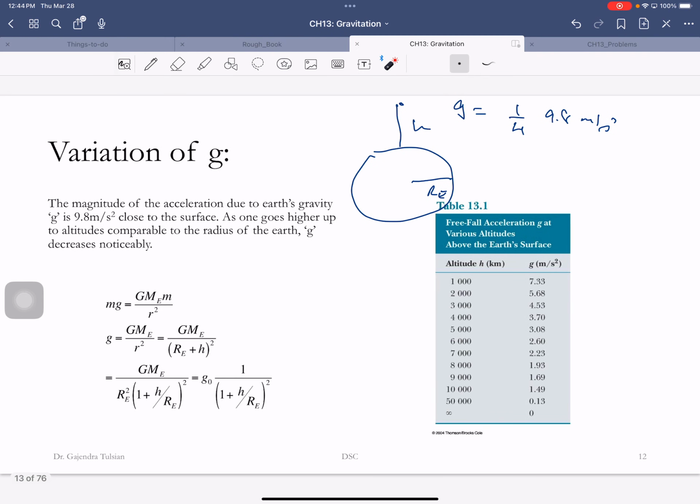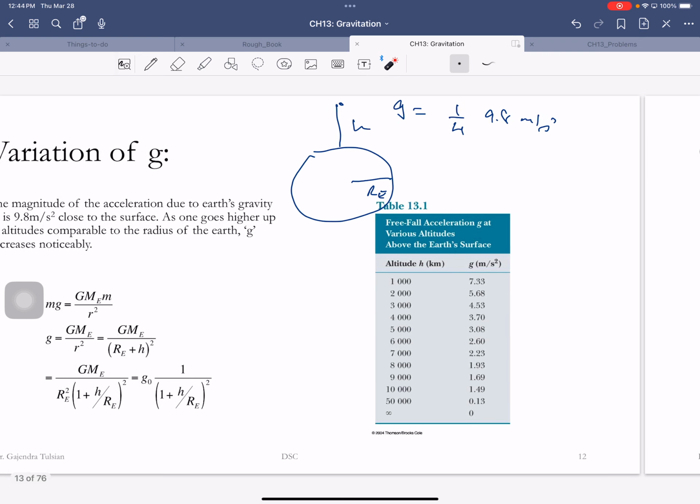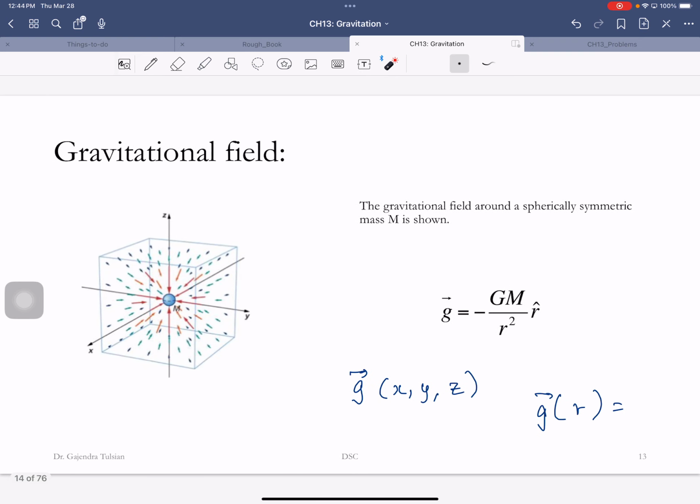So, for instance, what this table says is, the radius of the Earth is 6,400 kilometers. If you're 6,000 kilometers above the surface of the Earth, the magnitude decreases to 2.6 meters per second squared. On the surface, it's 9.8 meters per second squared. So what this is saying is, the length of that vector on the surface is 9.8 meters per second squared, and 6,000 kilometers up, the length of that vector is 2.6 meters per second squared. Did you guys understand that? That's what that's showing you.